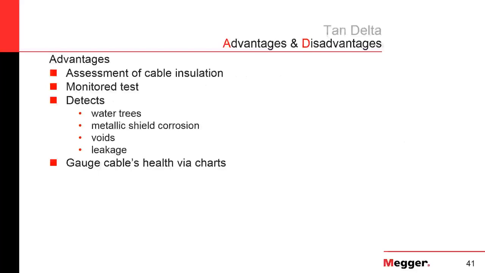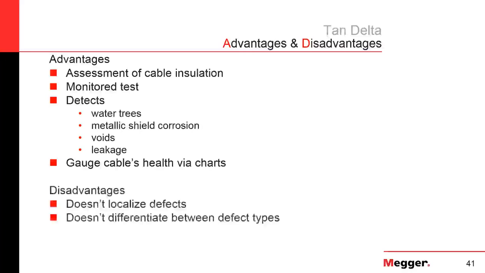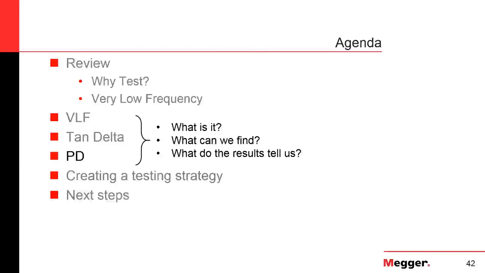Some of the advantages of tan delta: we get an assessment of the overall cable insulation. It gives us a number to represent the whole cable. It is a monitored test, so we get real-time results as we're doing the test. It detects water trees, voids, leakage, dry spots in cables, things like that. And because we have the charts now based on industry information feeding back into IEEE, we can gauge our cable's health based on those charts. It doesn't tell you where the defects are, and it can't tell you what the defect types are, but it can tell you that you have a problem out there.